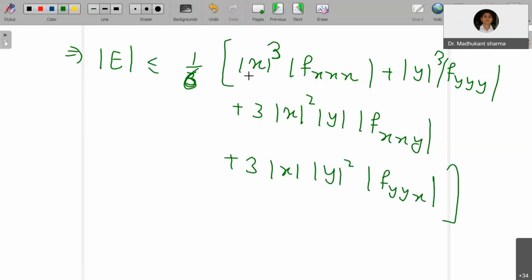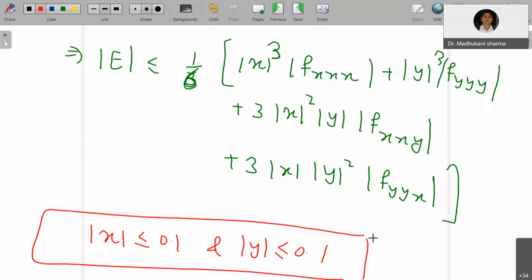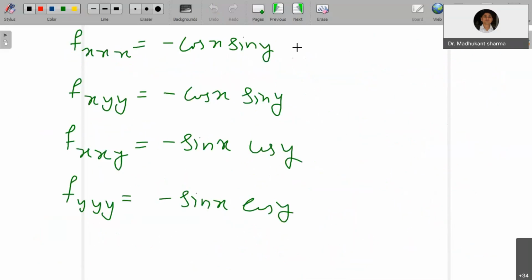Now, you are looking over the region mod x less than or equal to 0.1 and mod y less than or equal to 0.1. Okay, you are looking over this square region. So now you have everything here. But what about the bounds of these? You can certainly find out from here.